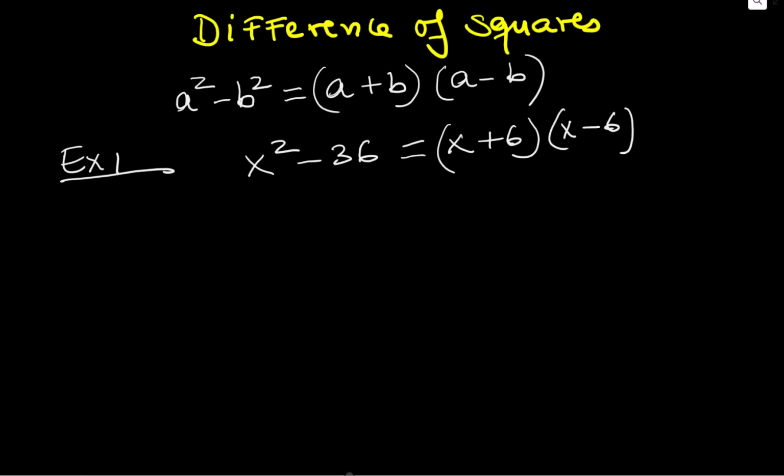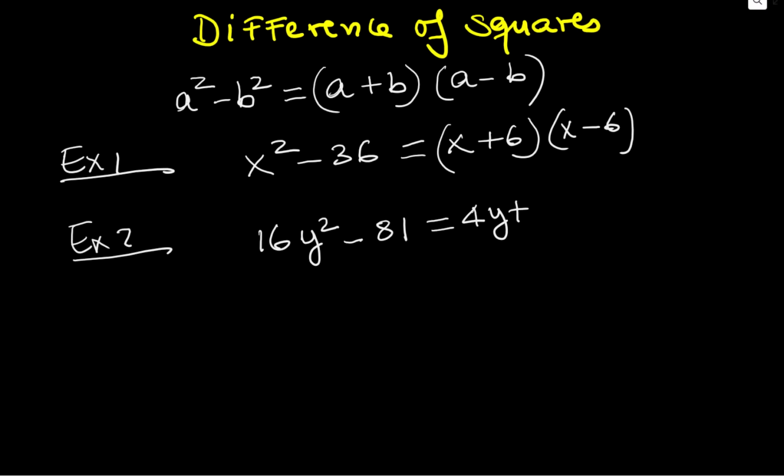Example 2, 16y squared minus 81. The square root of 16y squared is 4y. The square root of 81 is 9. So the factorization is (4y plus 9)(4y minus 9).